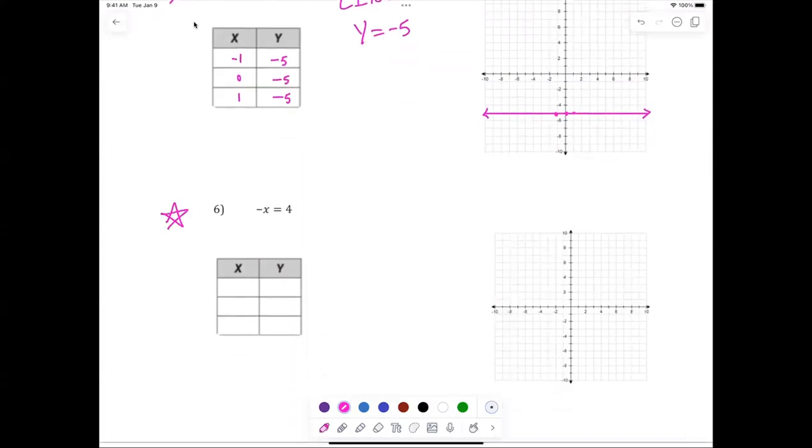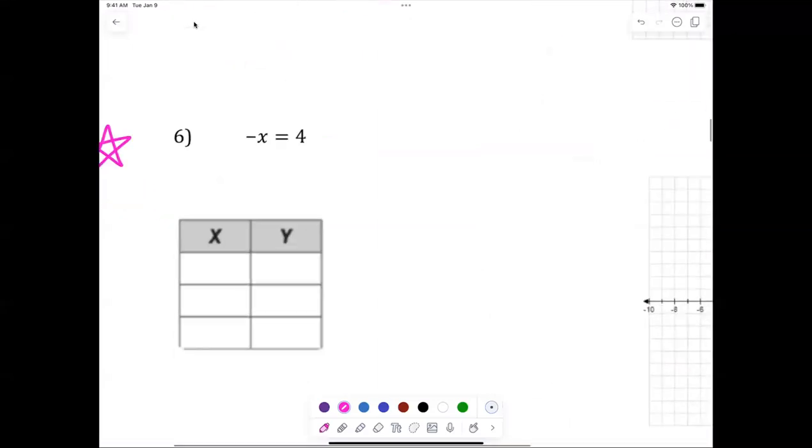We don't want it to be -x. We want it to be what? Positive x. So what do I do to make it positive x? Yeah, you just multiply by -1. So I want everybody underneath that to put x equals what? X equals -4.